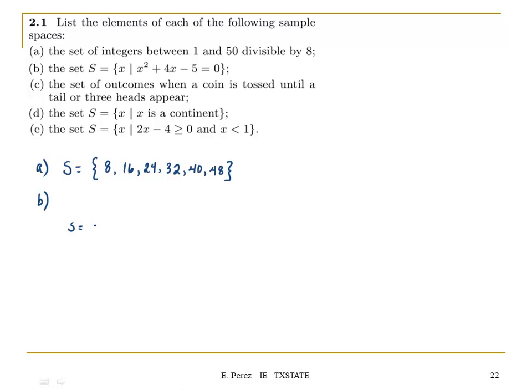Say that again? That's correct. And the way you find that is you need to solve this quadratic equation: x squared plus 4x minus 5 equals 0. So if you simplify this, this is (x plus 5)(x minus 1) equals 0. So that will make x equals minus 5, x equals 1. And those are your elements here. Questions?